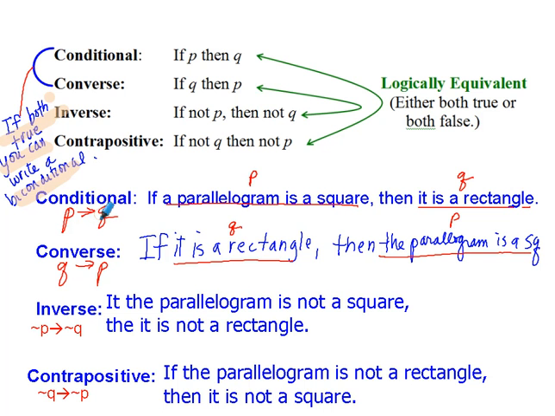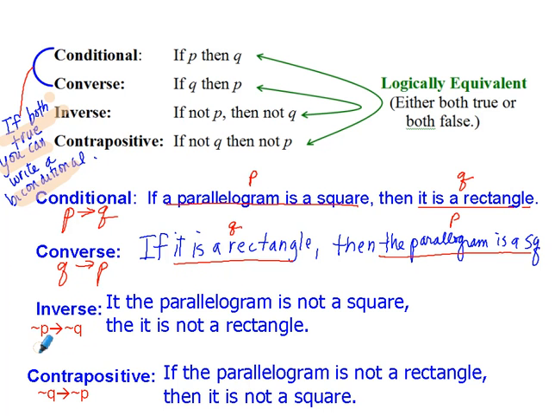So if we have the conditional, if a parallelogram is a square, then it is a rectangle. The parallelogram is a square is P, the rectangle is Q, we write it if P then Q. The converse of that is if then reversed. If it is a rectangle, then the parallelogram is a square. We write it if Q then P.